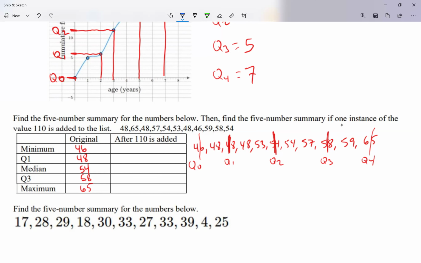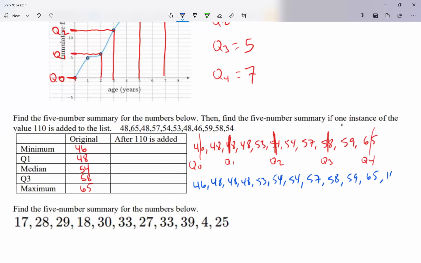So again, let me go from smallest to largest. I'm going to write 46, 48, 48, 48, 53, 54, 54, 57, 58, 59, 65, and 110.